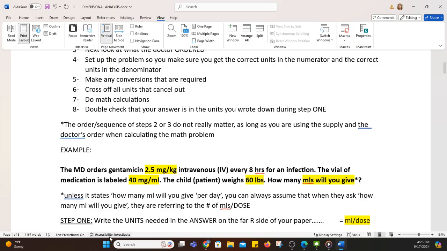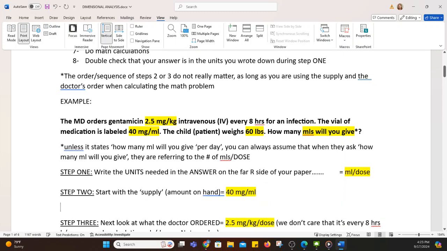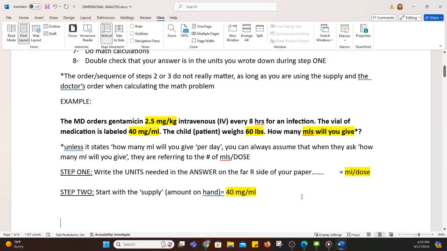So step 1, I'm going to write out the units in the answer on the far right side of my paper. Here I have it, mils per dose, right? Step 2, I'm going to start with the supply. And it says up here, I have 40 milligrams per mil.